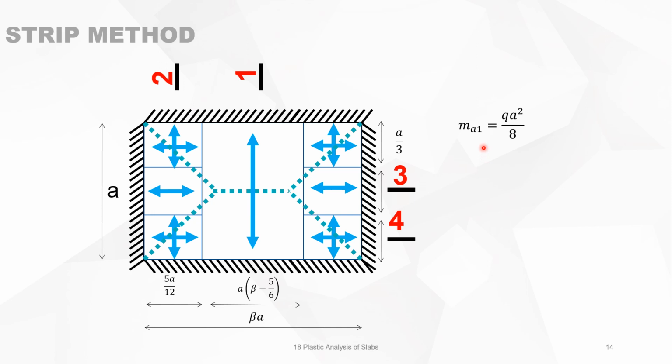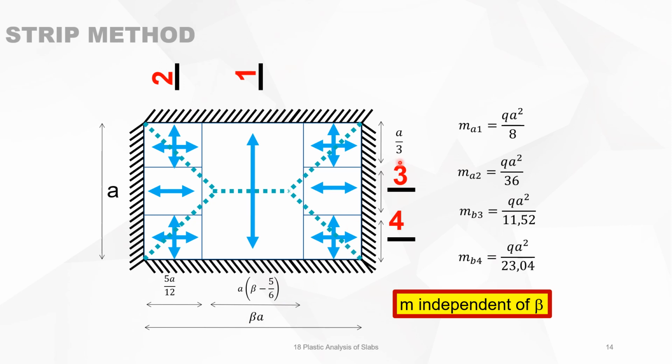We will look again at the bending moments. The maximum bending moment for strip 1 is q a squared over 8. The bending moment for cross section 2 will be q a squared over 36. For cross section 3, it will be q a squared over 11.52. And in section 4, it is q a squared over 23.04. These are just the formulas that we developed in the previous slides, and we just fill in the values of c and d and the value of b, which is beta a.